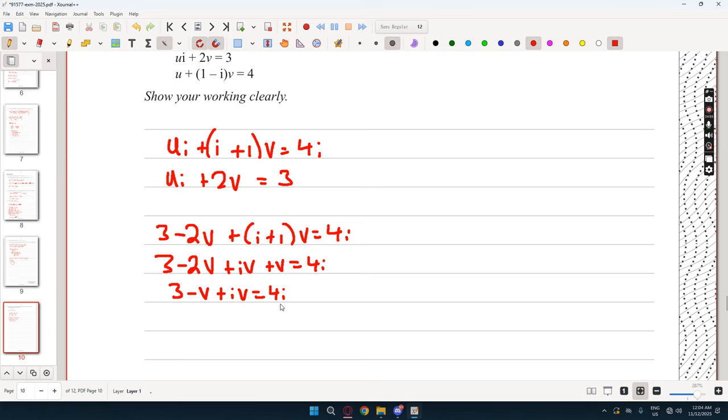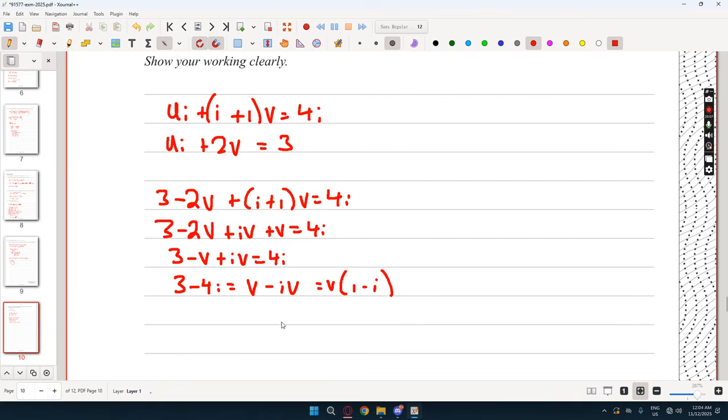Oh, but v is... Oh, of course, v can be complex. So yeah. v minus iv, v times 1 minus i, equals 3 minus 4i, over 1 minus i, which very clearly, of course, if you just conjugate, but I'm too lazy to conjugate, it's 7 halves minus a half i.